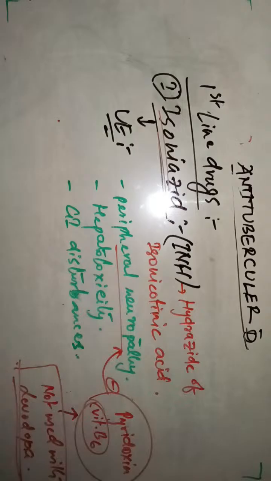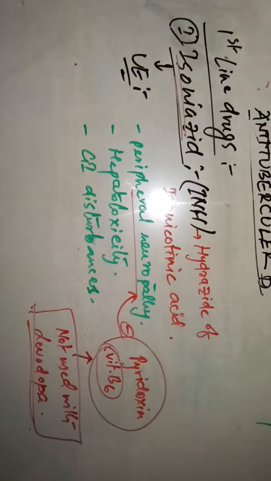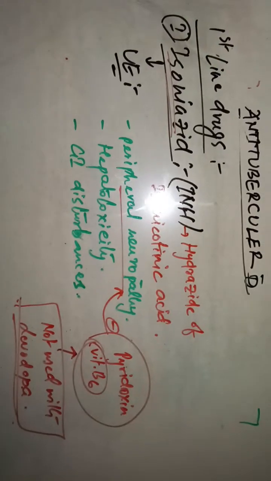Next, we are going towards the second drug. The second drug is pyrazinamide. So what is pyrazinamide? Pyrazinamide is a prodrug, and the active drug is pyrazinoic acid. After metabolism it will become pyrazinoic acid, which is the active form of the pyrazinamide drug.